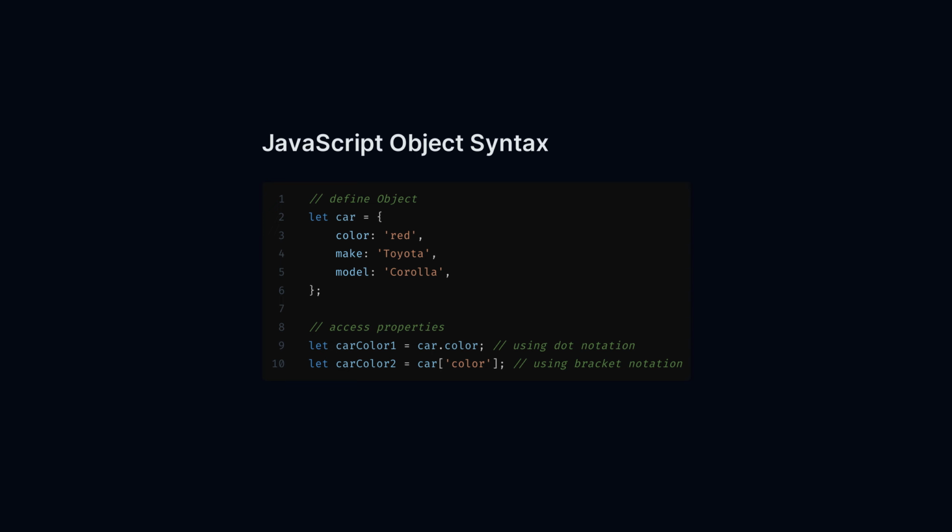Accessing the properties from the object is just as simple. We can use either dot notation or bracket notation. In the code on your screen, CarColor1 accesses the color property of the car object using dot notation, while CarColor2 uses bracket notation to access the same property. Pretty straightforward, isn't it? Just remember, the dot or bracket notation comes in handy whenever you need to fetch specific properties from an object. Now, let's dig deeper.